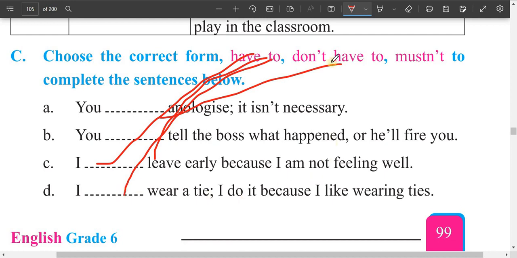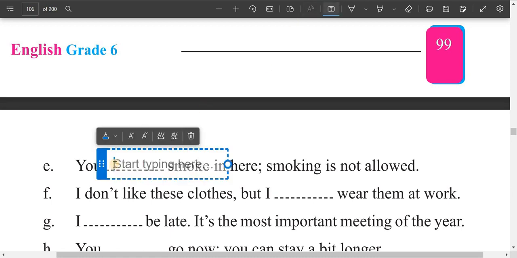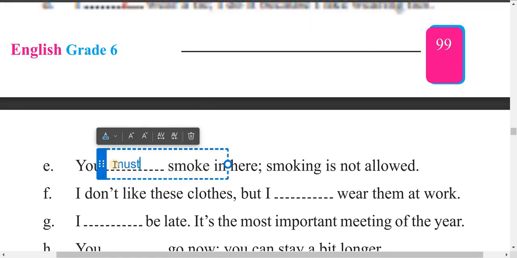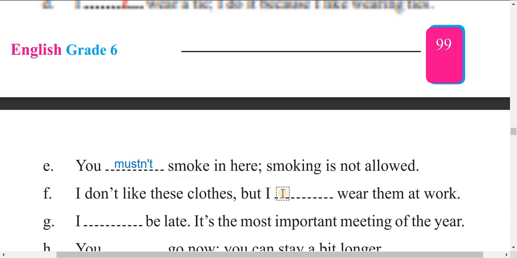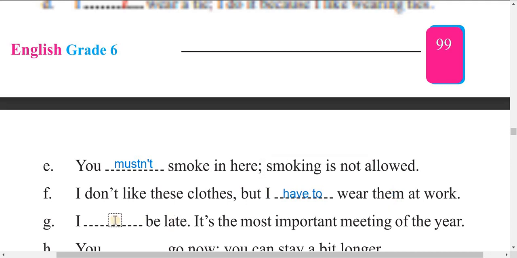Next exercise, this is E. So smoke in here. Smoke is not allowed. So what to write? You can write, you must not smoke here. Must not smoke here. Next, I don't like these clothes, but I have to wear them at work.